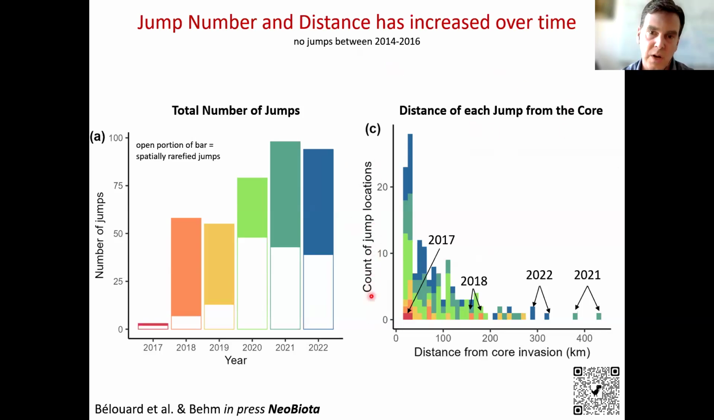So here's our histogram, with the count of jump locations on the y-axis, and this is distance from the core. These are the jumps in 2021 and 2022, and 2017 and 2018 are all over here. And so we're getting faster, more jumps, and longer distance jumps, and that's rapidly accelerating spread across the United States.